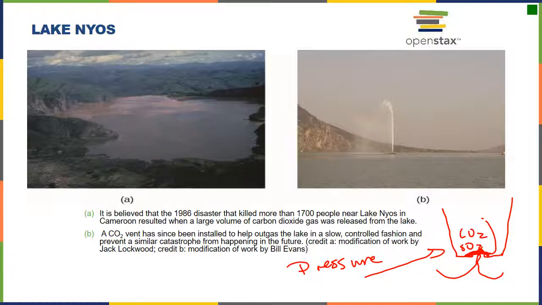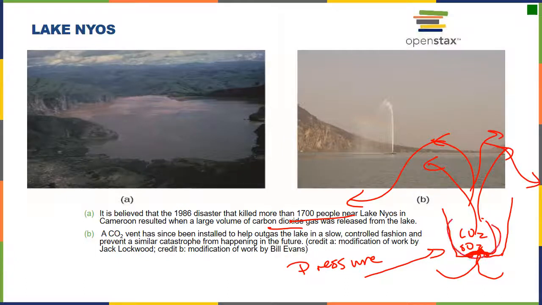What they think happened is that somehow a disaster occurred, maybe an earthquake, something that caused the carbon dioxide in this lake to become unstable, kind of like shaking a can of Coke. And this carbon dioxide came shooting out of the lake. Carbon dioxide is dense. It blanketed the land, and about 1,700 people were suffocated from the carbon dioxide. Now we have a vent in the lake where we're just recirculating the gases from the bottom, shoving them out the top, trying to prevent this from happening in the future.